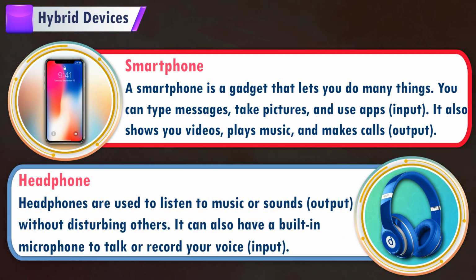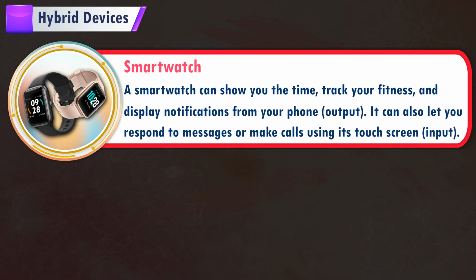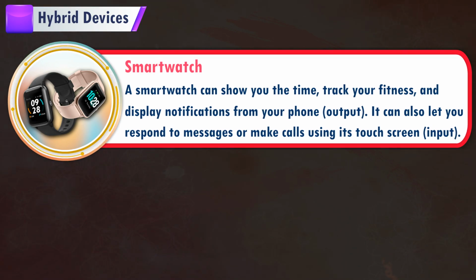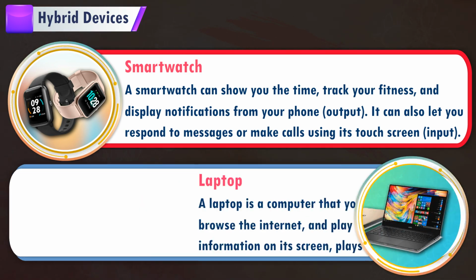Headphone. Headphones are used to listen to music or sounds, output, without disturbing others. It can also have a built-in microphone to talk or record your voice, input. Smartwatch. A smartwatch can show you the time, track your fitness, and display notifications from your phone, output. It can also let you respond to messages or make calls using its touchscreen, input.